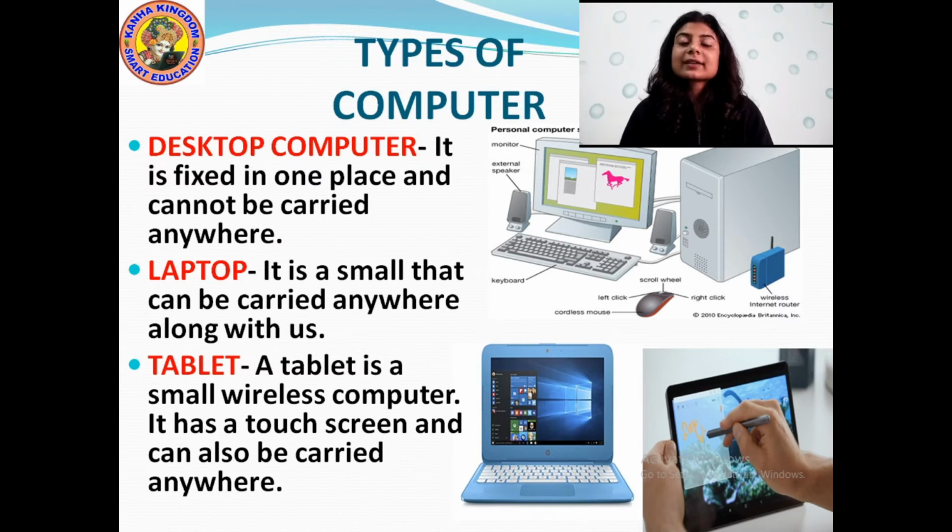Okay, so what are the types of computer? Desktop computer, laptop and tablet. Desktop computer, it is fixed in one place. Since it has got many parts, it cannot move from one place to another as it is attached to wires. Okay, then the next one is laptop.